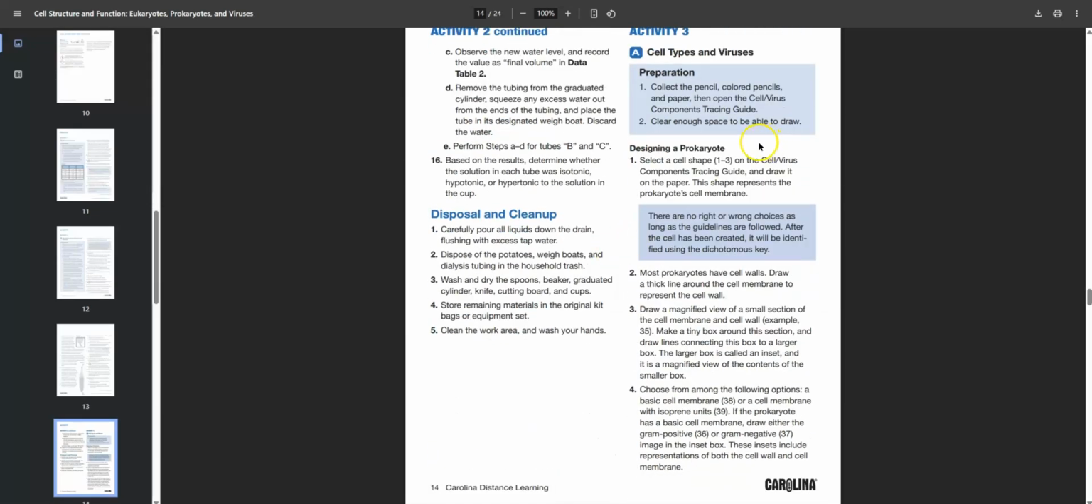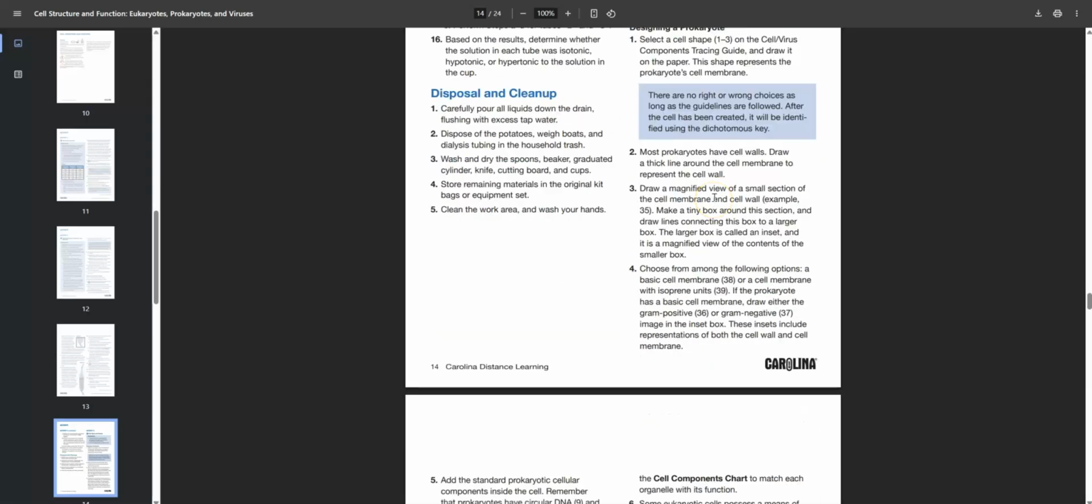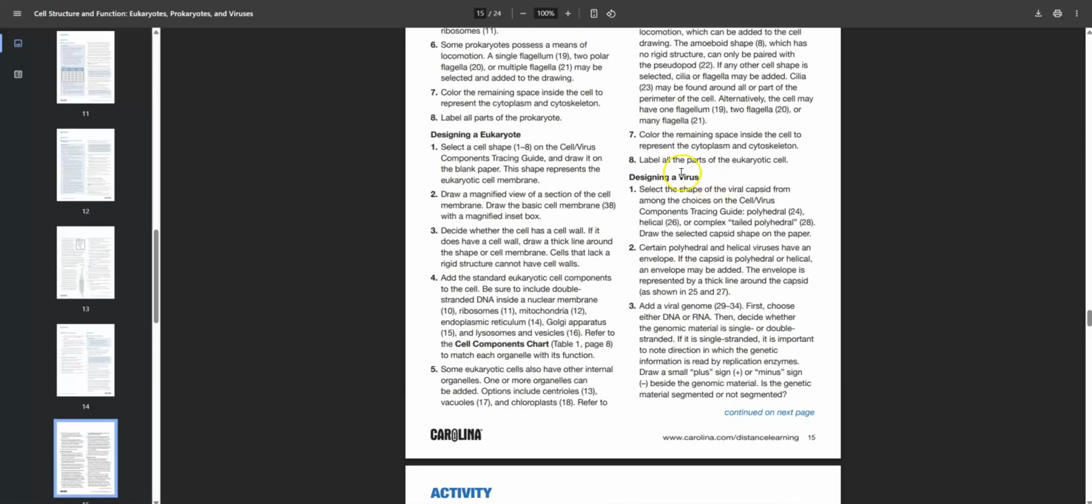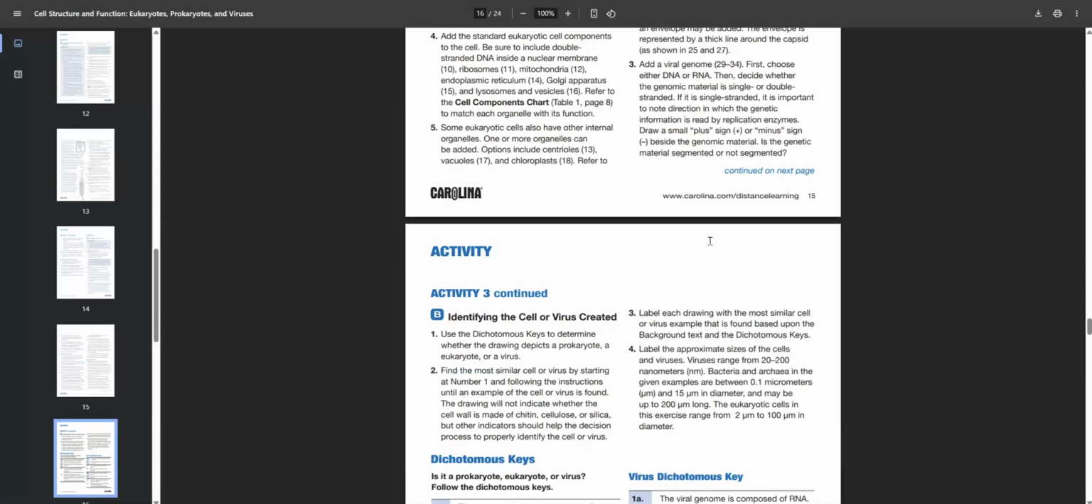And then activity 3 is going to be looking at the different cell types. You're going to be drawing, and don't worry if you're like, I'm not a good artist. I'm not either. So just do the best you can, and it'll be okay. Then you're actually going to design, based on what you know about eukaryotes and viruses, you're actually going to design one. So again, lab 3 is all kind of about drawing.